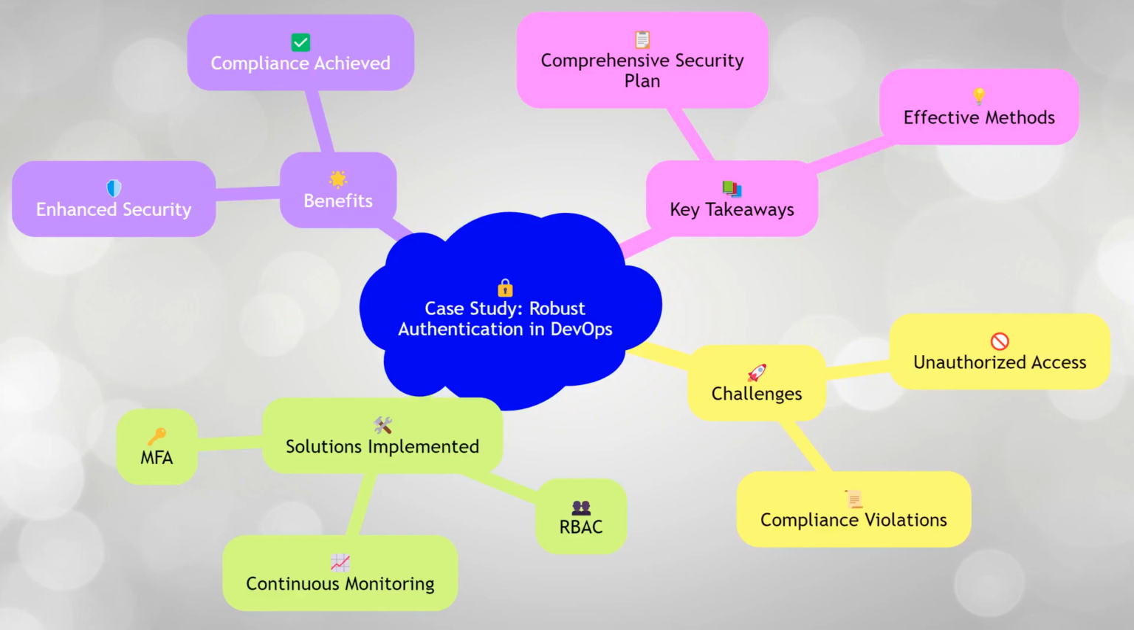Let's explore a case study of a company that successfully implemented robust authentication and authorization methods in their DevOps environment. This company faced challenges with unauthorized access and compliance violations. By adopting MFA, RBAC, and continuous monitoring, they were able to enhance their security posture and achieve compliance with industry regulations. This case study highlights the importance of a comprehensive security and compliance plan and demonstrates the tangible benefits of implementing effective authentication and authorization methods.